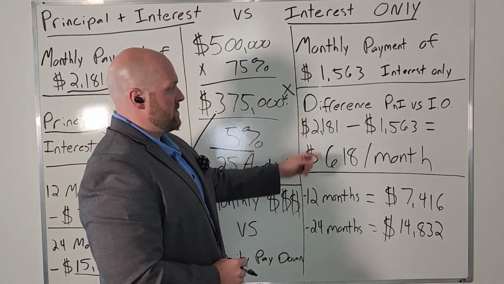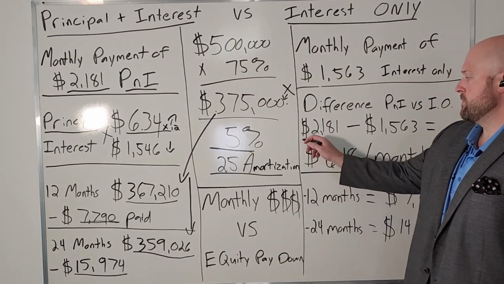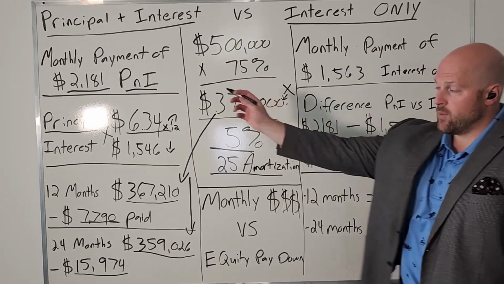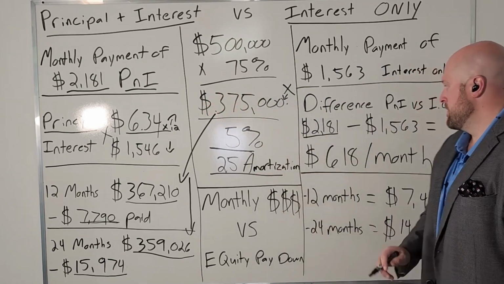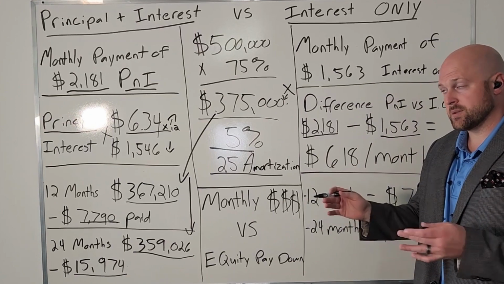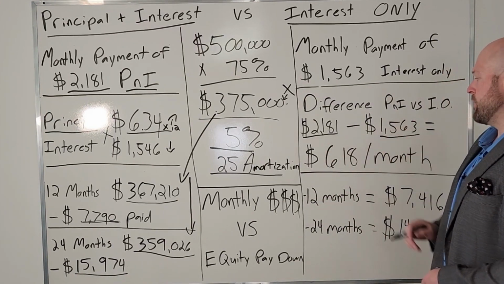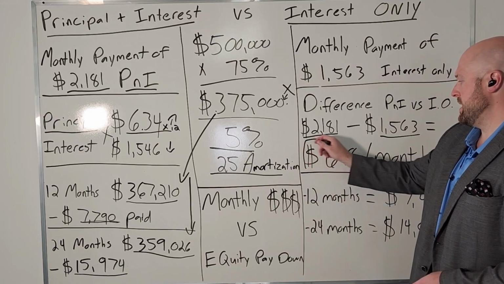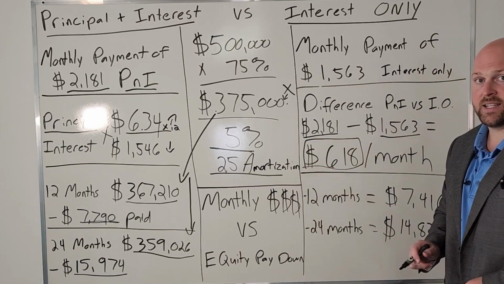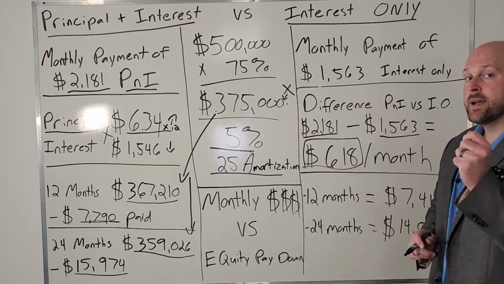Now the difference, here I'll go on this side. The difference on every single month: the $2,181 that I'm getting for the P&I minus the $1,563 that I'm getting for the interest only, some call it IO. So P&I, interest only, IO, the difference per month is $618, 620 bucks a month in cash flow difference.